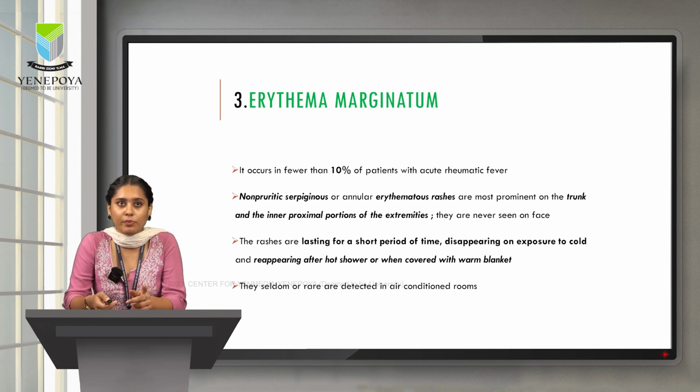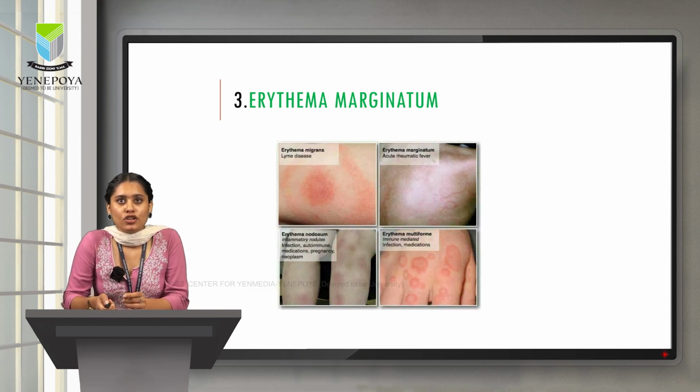So here you have to remember that it is a non-pruritic, serpiginous or erythematous rash which is present in the upper thoracic region. Can you see the second image? That is the erythema marginatum, which is present in patients with acute rheumatic fever.